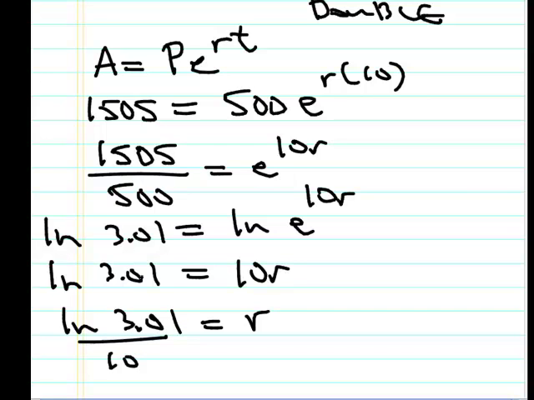And then plugging that in the calculator, we get natural log of 3.01 divided by 10. r is 0.1101, so that's 11%.